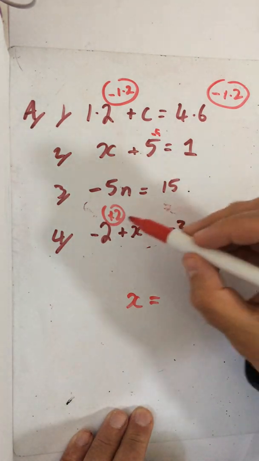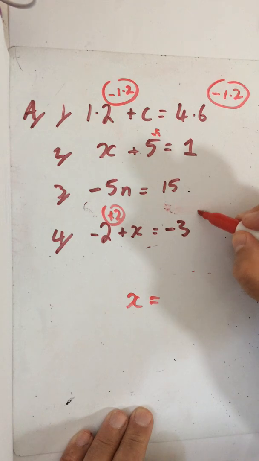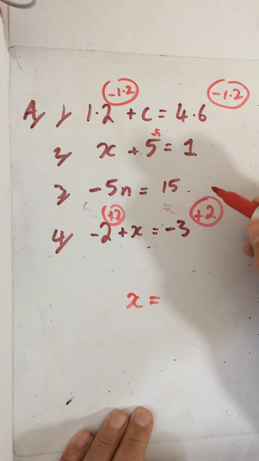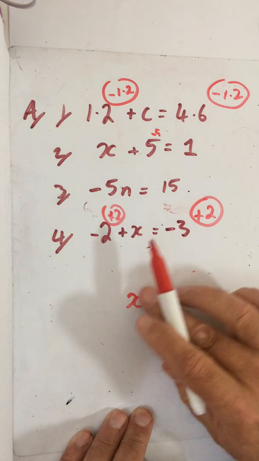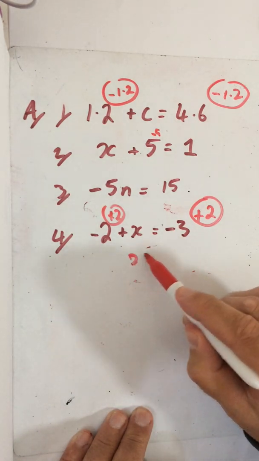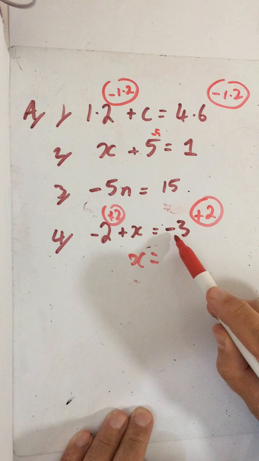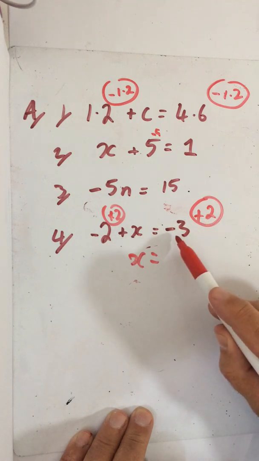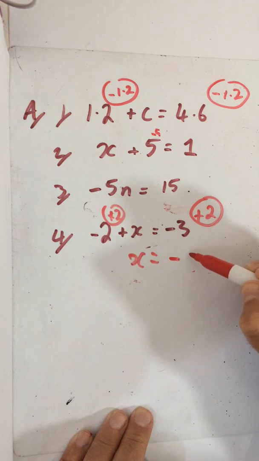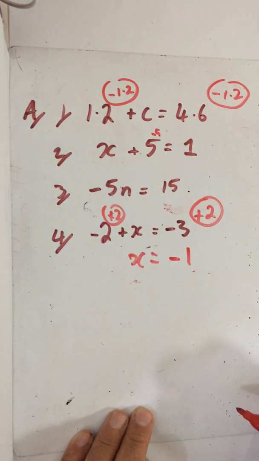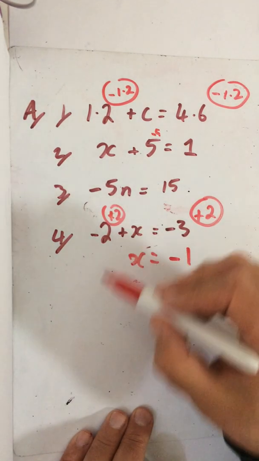Because I've added 2 on this side, I have to add 2 on the other side. So that means I'm left with x on this side, and that leaves me with x underneath. Minus 3 plus 2 is a negative 1. Okay, a negative 1.